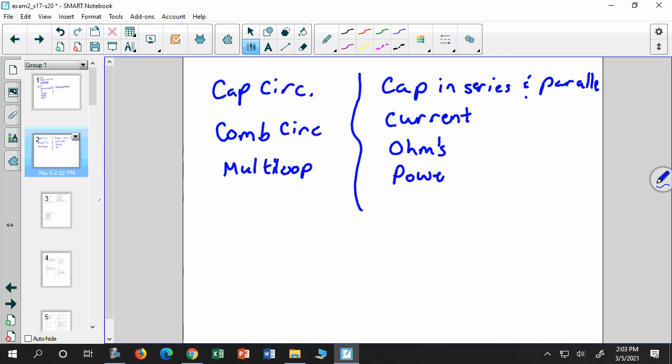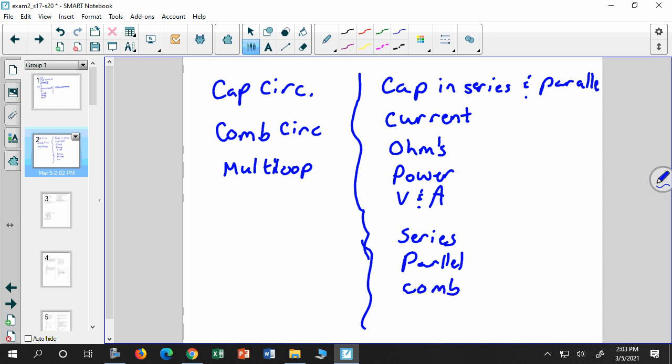Power, voltmeters and ammeters. Basically about 1 question for each of these topics in chapter 3. And then in chapter 4, we had series resistors, parallel resistors. You had combination circuits. So you'll have like 1 or 2 questions. We have 1 question for parallel, and then I think 2 questions for resistors in series.